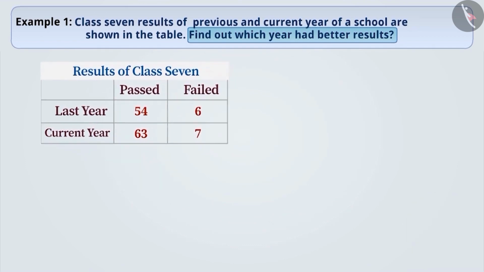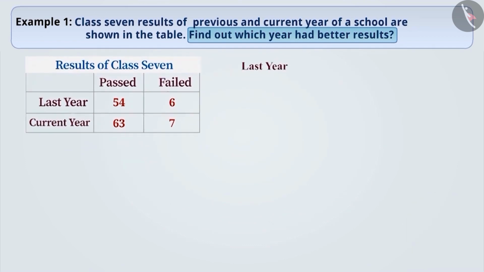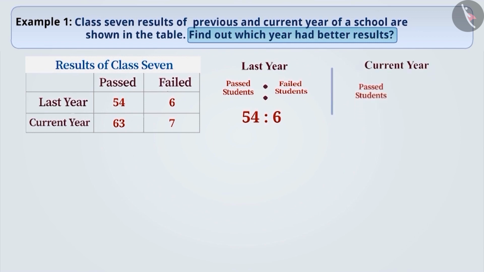To find the answer, first take the ratio of the number of students who passed last year to the number of students who failed last year, which is 54 is to 6. Then, take the ratio of the number of students who passed this year to the number of students who failed this year, which is 63 is to 7. Now compare these two ratios. Any idea how?